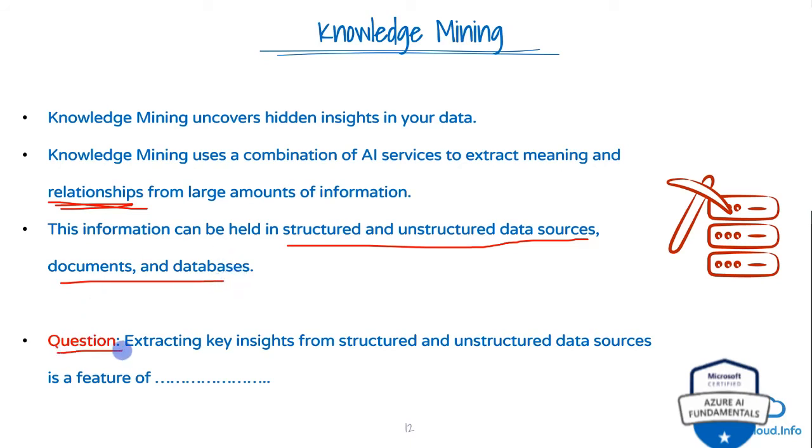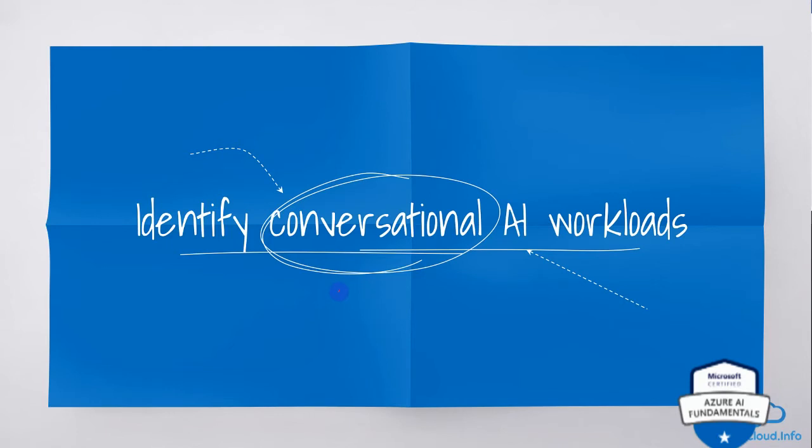So this is one question I've taken from a real exam, and it's pretty straightforward. Extracting key insight from structured and unstructured data sources is a feature of, so we are extracting key insight from structured and unstructured data, and that is simply an example of knowledge mining. So once again, from an exam perspective, all you need to know is we use knowledge mining to extract meaning, information, and insight from structured or unstructured data. That's it. Thank you.